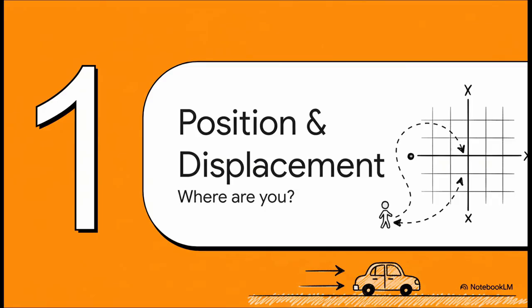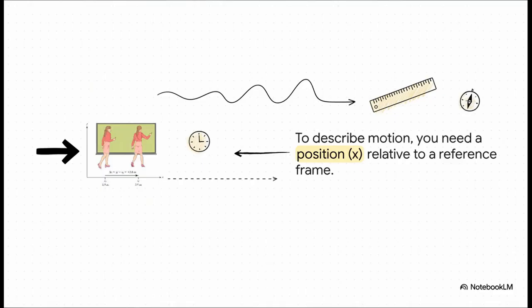So where do we even begin? Well, we start with the most basic, fundamental question of all. Where is something? Let's build everything up from there. To tell someone where an object is, you need a starting point, right? Physicists call this a reference frame. So for this professor, her position, which we can just label X, is being measured from the edge of that whiteboard. She starts at one point, 1.5 meters, and she ends up at another, 3.5 meters. Pretty straightforward.